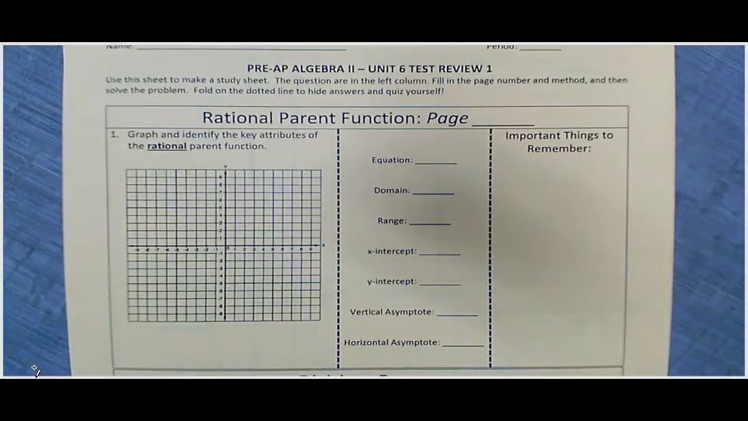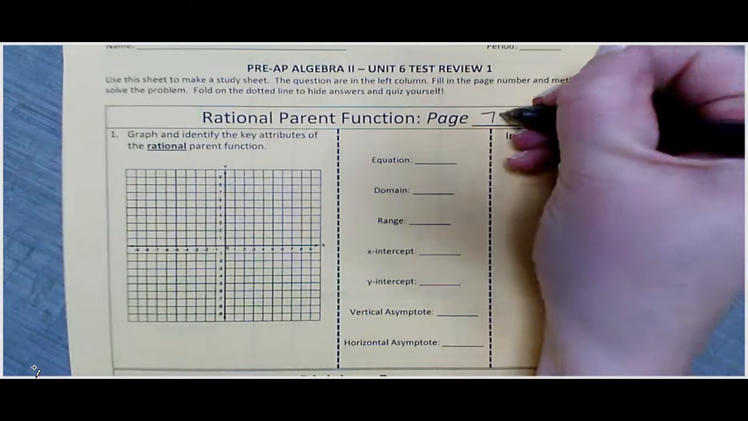Good afternoon. This is the review for Unit 6, Test 1. So Test 1 of 2 tests. We'll have our second one in several weeks, but for right now we're going to fill in the information for this review. So the first section is the rational parent function section.